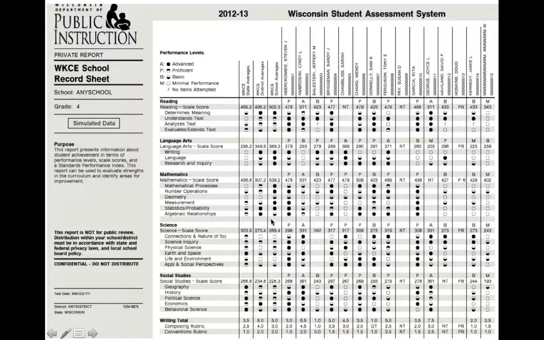We look at the district averages, and so if you look at this district, we can see that within this district, you are above the state averages.